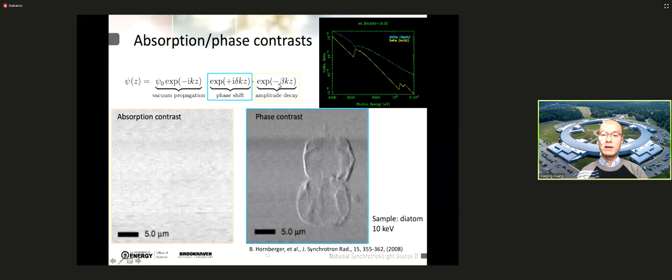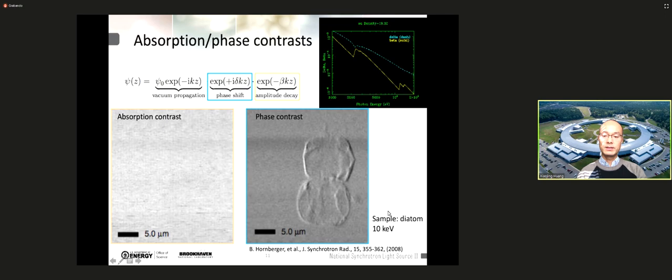And you can see in the X-ray energy regime, the phase contrast is usually about 10 times larger than the absorption contrast. And that's why, for X-ray imaging purposes, phase contrast is usually preferred. So let's look at the example.